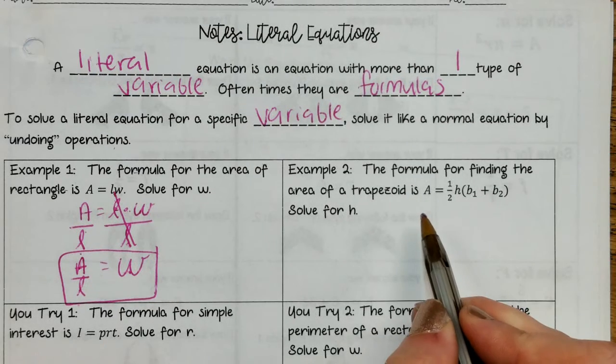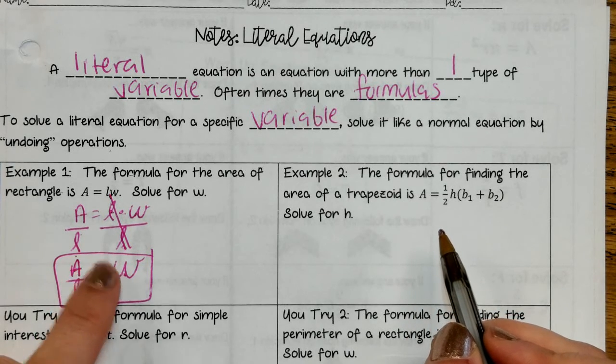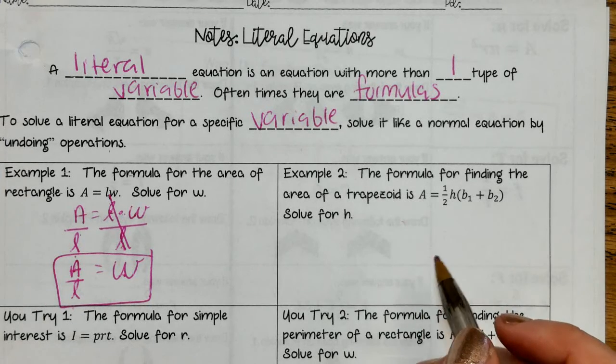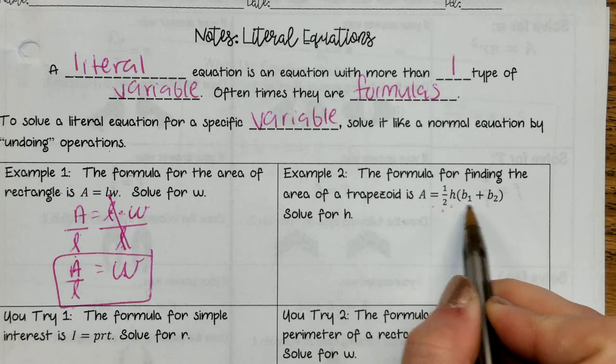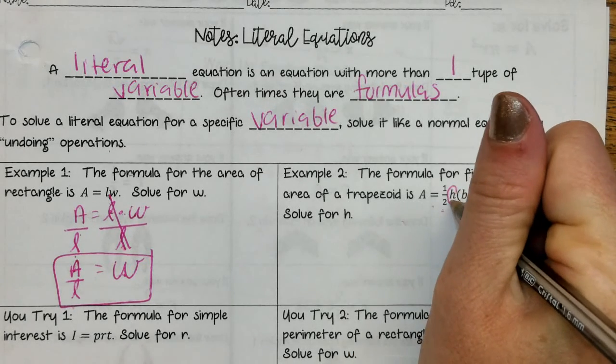Okay, number 2, this one's tricky. The one you're going to see on your test is more like this one. This is just to see if you can do it. The formula for finding the area of a trapezoid is area equals 1/2 times your height times the sum of your bases. Solve for h, so this h is what we want to be by itself.